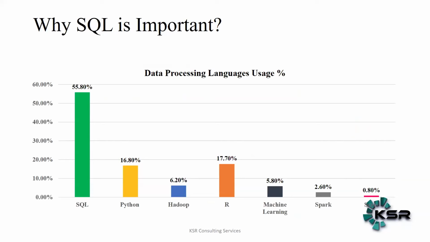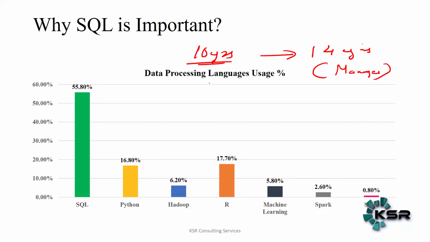I'll tell you one small example. I have 10 years of experience. My manager has 14 years of experience. He's my manager. You won't believe what he knows. He only knows SQL, nothing else. He doesn't know what cloud is. He doesn't know what Azure Data Engineering is. He doesn't know what data analysis is. Nothing he knows. He knows only SQL. 14 years of experience working in Microsoft.